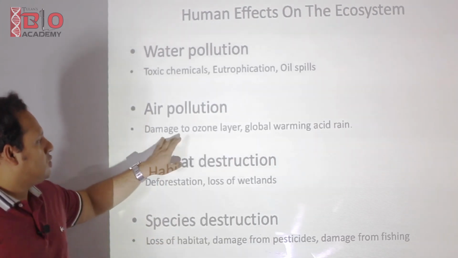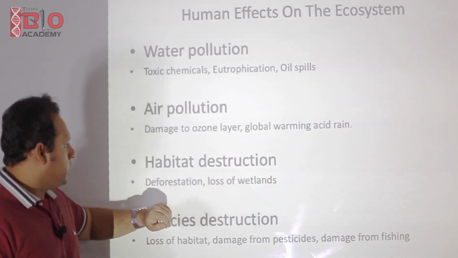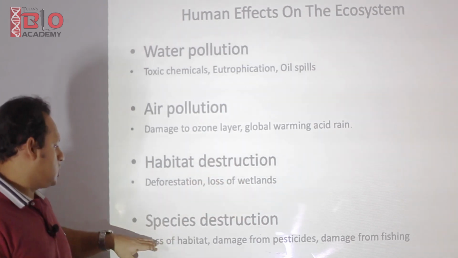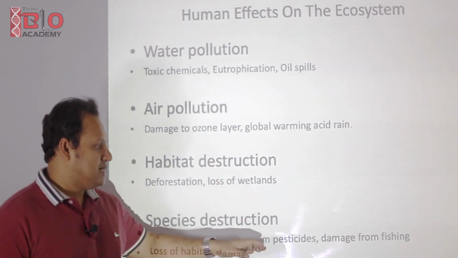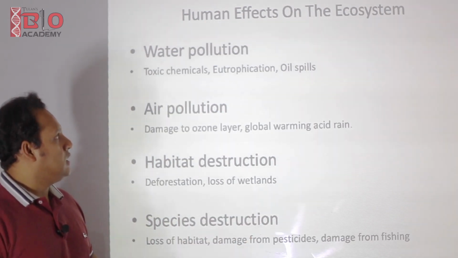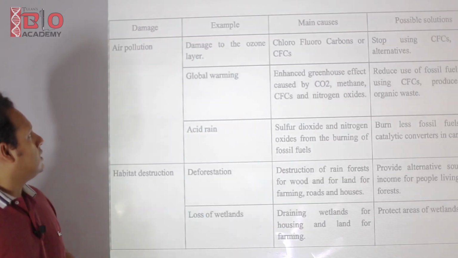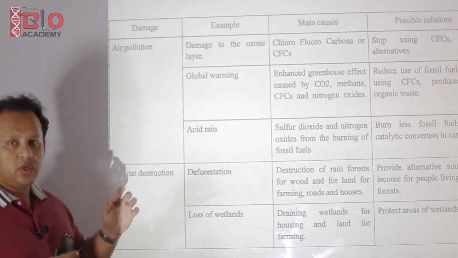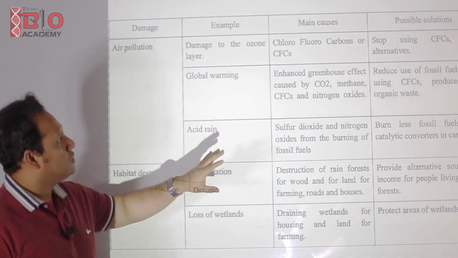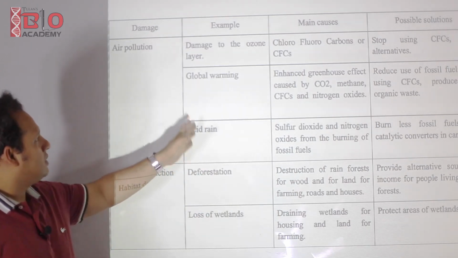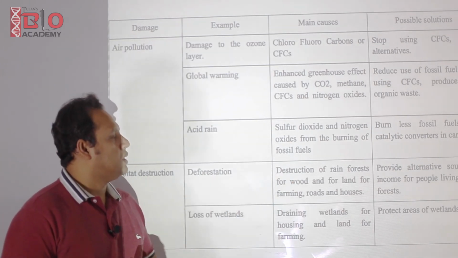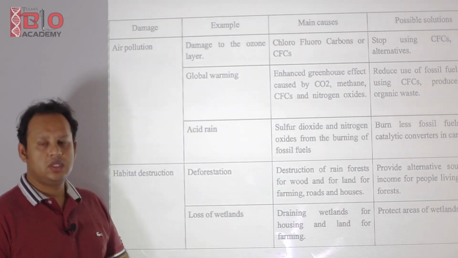Air pollution covers damage to the ozone layer, global warming and acid rain due to sulfur and oxides of nitrogen. Deforestation and loss of wetlands come under habitat destruction. Under species destruction, you have loss of habitat, damage from pesticides, damage from fishing, that is overfishing, or overgrazing. So that is the topic of discussion for today, and here it's broadly written about what's actually happening. This is a table giving examples of air pollution, the damage, habitat destruction, and the burning of fossil fuels and all these things.